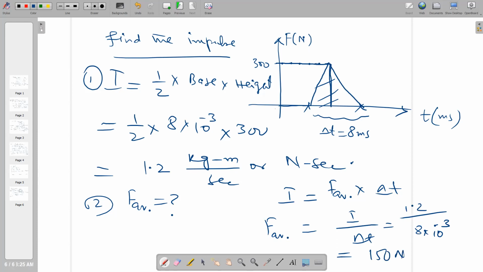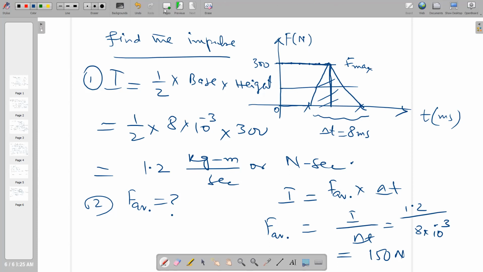Similarly, if your scale is starting from 0, then surely this is the maximum force. Maximum force is 300, and if this force is constant, then the average force will surely be 150. Okay.